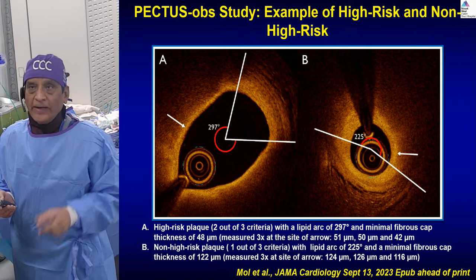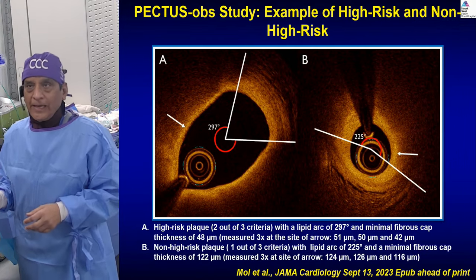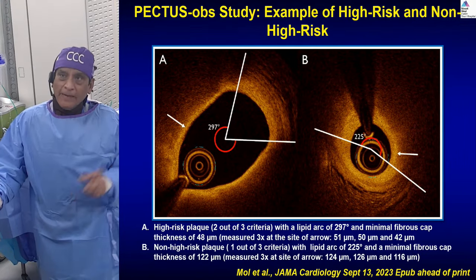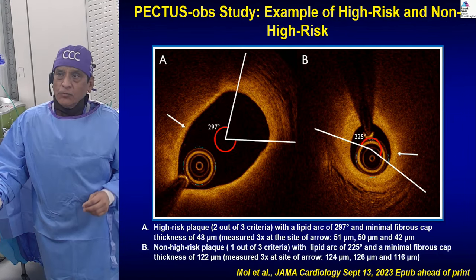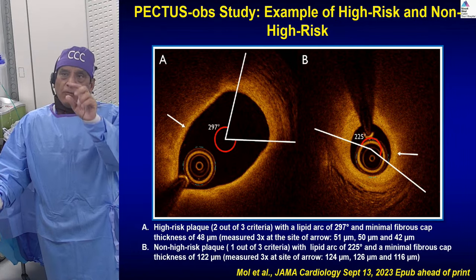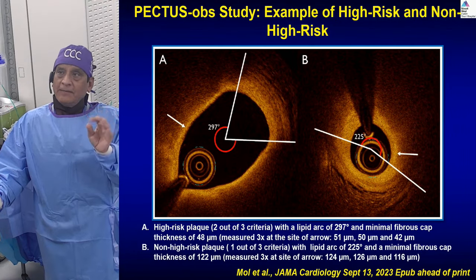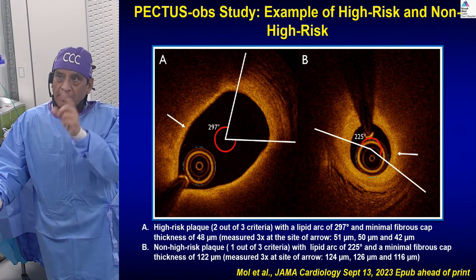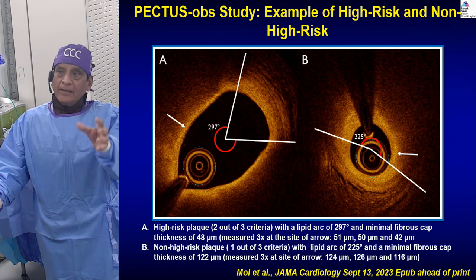And what did they find? And this is the example, one on the A, where there is the lipid arc, clearly 297, and the fibrous cap thickness is 50, 50, 42 at various areas, a very thin fiber. Compared to the right side, the cap is thick and the lipid arc is 225.